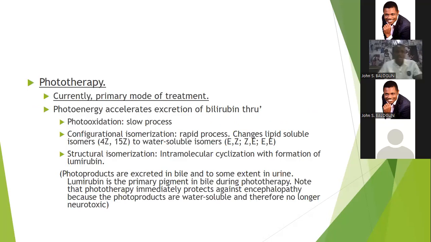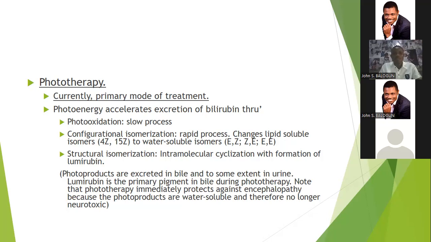phototherapy currently is a primary mode of treatment, especially in our environment, and I think worldwide too, because even the fourth level of treatment, which is exchange blood transfusion, is no longer done in developed countries because they have more advanced phototherapy machines that do not make them do exchange blood transfusion any longer. But we still do exchange blood transfusion here, but it is not usually the starting point. When the baby comes and we have made a diagnosis of hyperbilirubinemia, the first thing we do is to start phototherapy. Now the question is, how does phototherapy work?